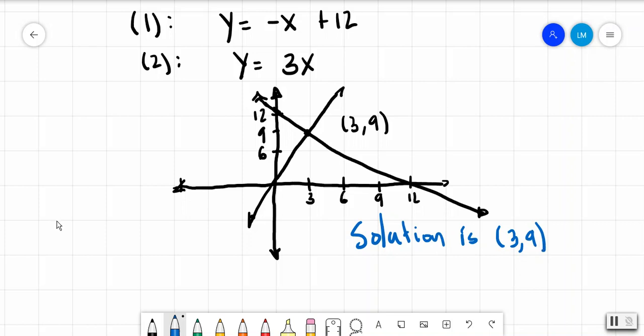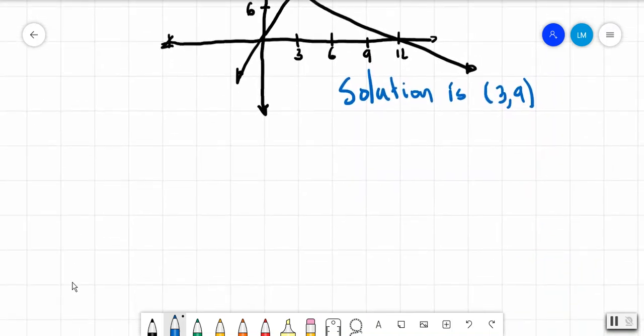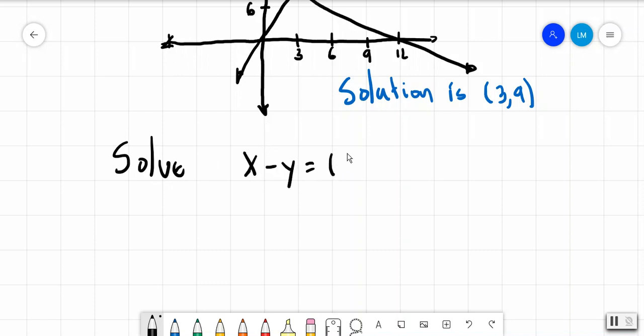Now, let's say, for example, that we try this again with a different set of equations. So let's say that we want to solve x minus y equals 1. So we'll just say 1. And then let's say that you have negative x plus y equals 4. Now this is equation 1 and this is equation 2.